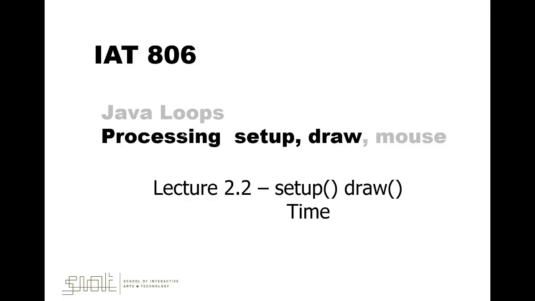This is IAT806 Lecture 2.2, and in this segment we will talk about the processing setup and draw functions. These are two functions that you use in most processing programs, just about every processing program except the simple scripting things that I've shown you earlier. The last thing we'll talk about is time functions, methods that you can use to measure time in processing programs. Okay, so let's get started.